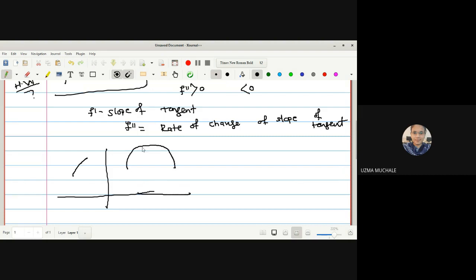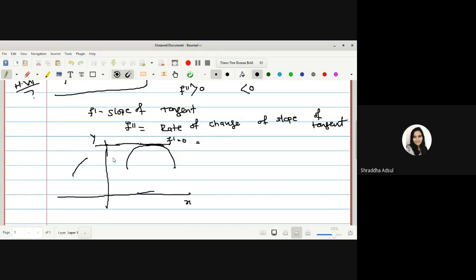Suppose the function is like this. Here you have f dash is 0. Why is f dash 0? Because slope of a tangent is 0, no? How to find out this? That is the difference in y coordinate. What will be the difference in y coordinate? Y coordinate will be fixed, right? Yes or no?